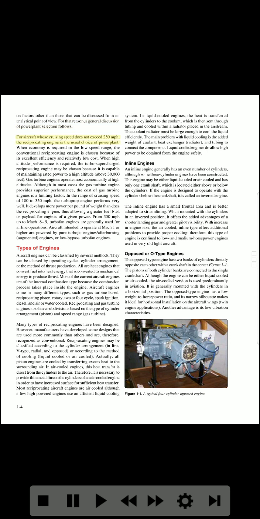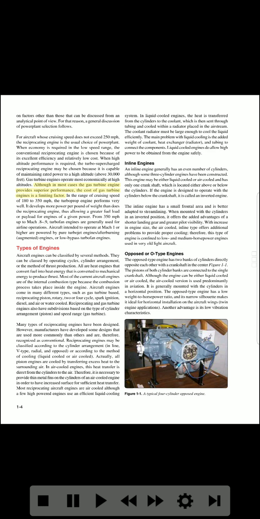For aircraft whose cruising speed does not exceed 250 miles per hour, the reciprocating engine is the usual choice of powerplant. When economy is required in the low speed range, the conventional reciprocating engine is chosen because of its excellent efficiency and relatively low cost. When high altitude performance is required, the turbo-supercharged reciprocating engine may be chosen because it is capable of maintaining rated power to a high altitude, above 30,000 feet. Gas turbine engines operate most economically at high altitudes.